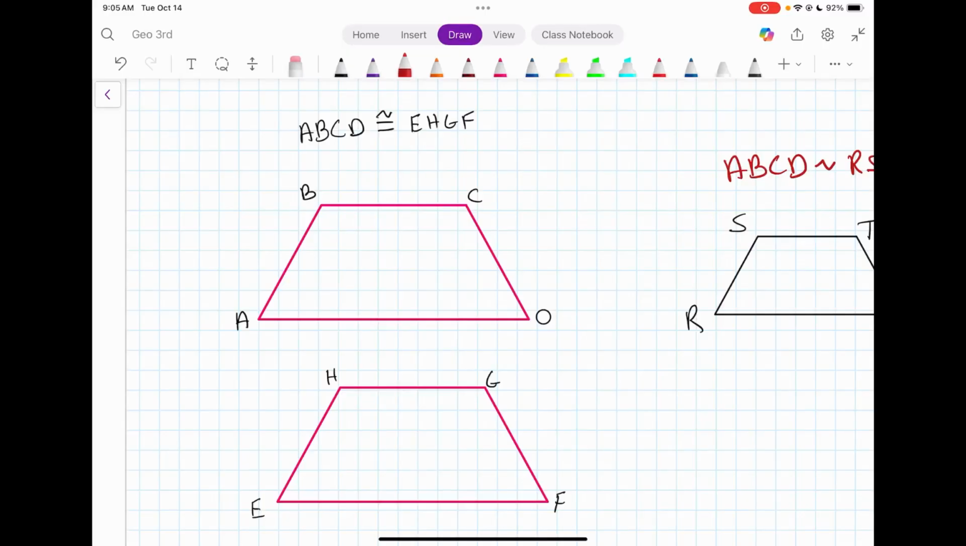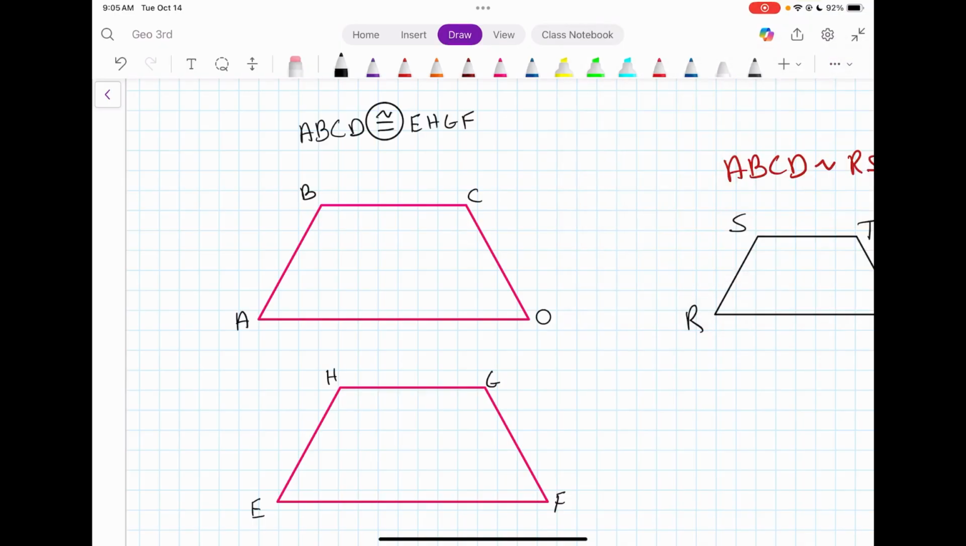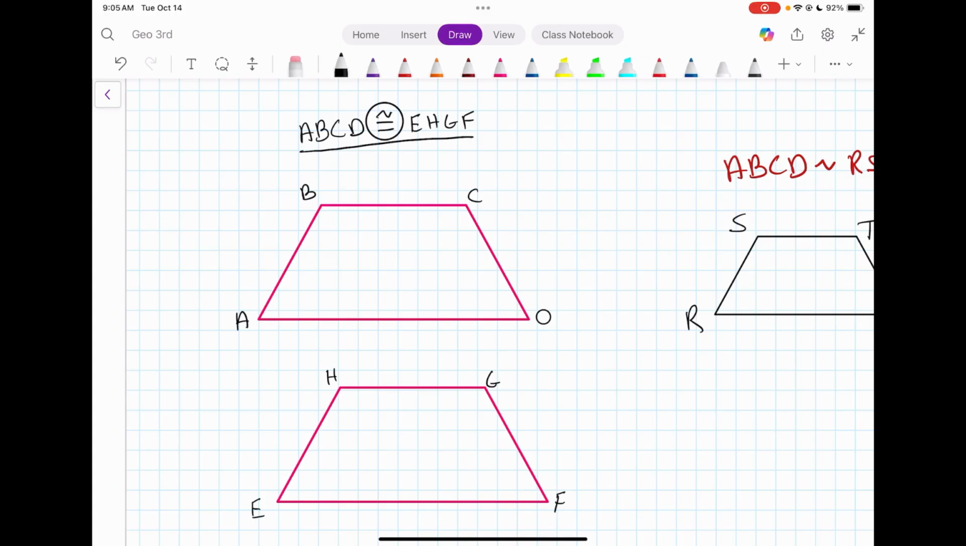Okay, let's talk about the concepts of congruence and similarity. First off, congruence. The actual term congruent means identical. So if two shapes are congruent, that means they are identical in every way. This is called a congruent statement, and a congruent statement tells us how they're identical.